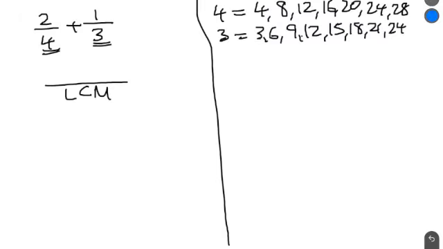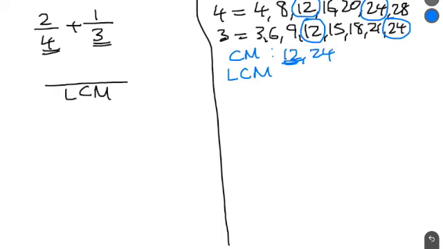So when we expand that list, we can see that our common multiples, if we were to highlight in blue, would be 12 and 24. So we say our common multiples are 12 and 24, and our lowest common multiple then would be the lowest number of those, which would, in this case, be 12.